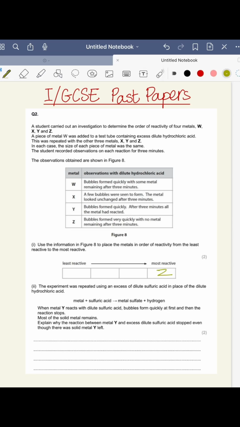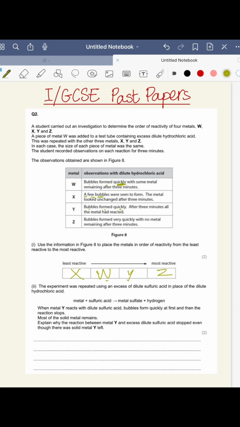Then probably Y, because it says bubbles formed quickly. So Y is less reactive than Z, but still reactive. For X, it says only a few bubbles formed, showing that it was less reactive than the previous two. So X can go here for now. And then for W, it says bubbles formed quickly, so I know W is more reactive than X. So we're just going to swap this around, and we're going to put X here and W here.